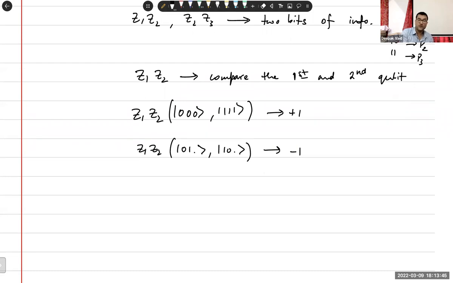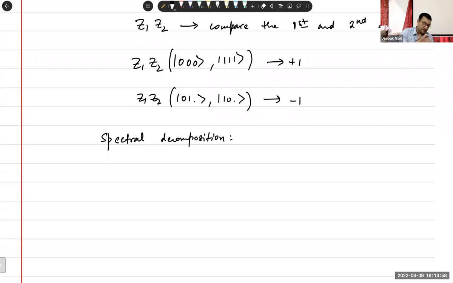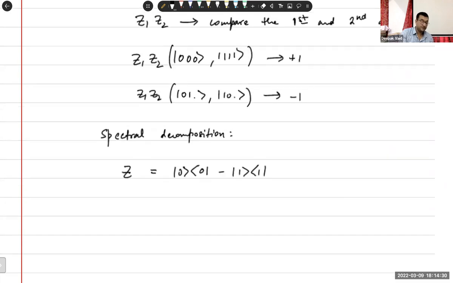We can also ask what is the spectral decomposition of this operator, which will give us the same information, but in a slightly more mathematical expression. So first of all, what is the Z operator? The Z operator can be written as follows in terms of projection operators, right? What is it? Does anybody remember? If I want to write Z as a sum of projection operators, what will it be? Right? 0, 0. Then minus 1, right?